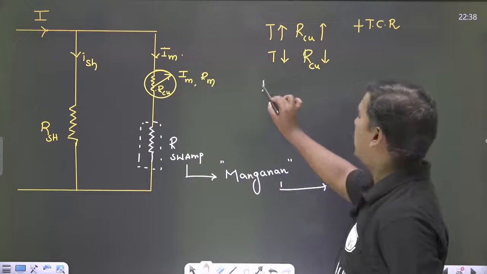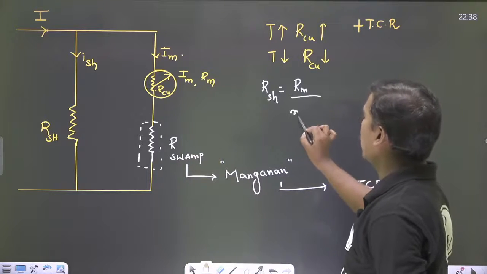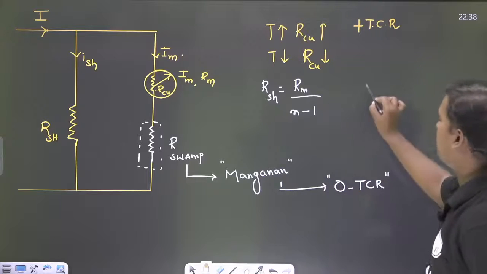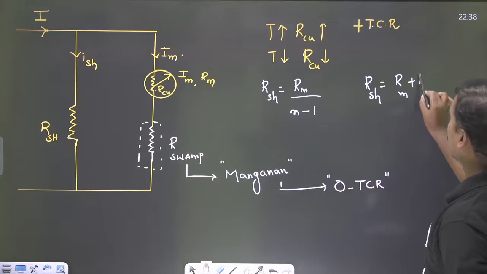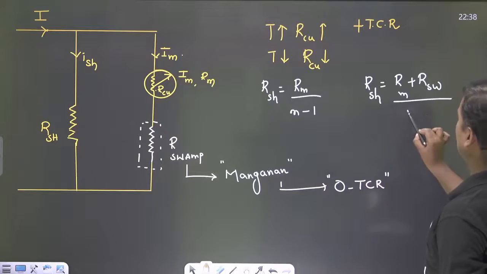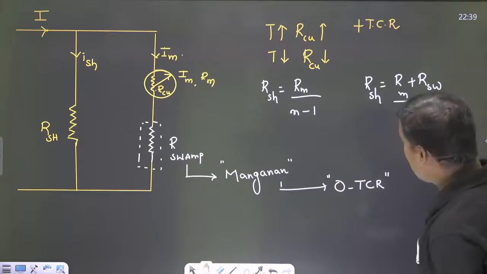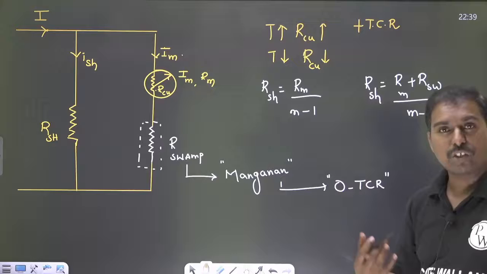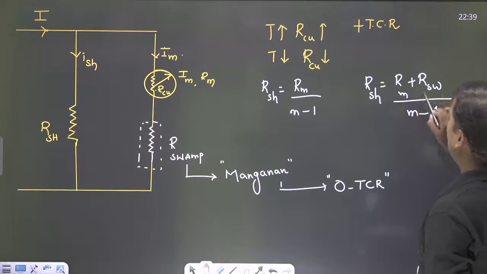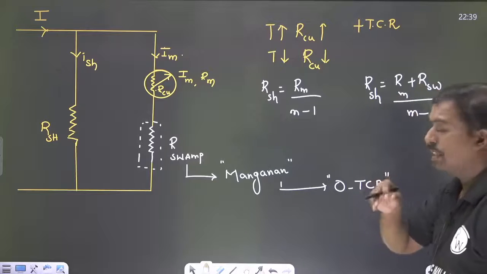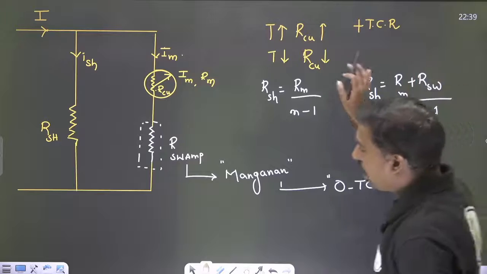Because accordingly, with this R swamp, RSH also will change. Why? Because previously what was RSH? Previously RSH was RM by M minus 1. But now the RSH will be RM plus R swamp by M minus 1. So the shunt resistance is affected; that means the shunt resistance to be added is also changing according to the swamp. And this copper winding resistance compared to swamp resistance will be nullified, I mean very less. Why? Because this swamping resistance is high. So accordingly you will make the RSH.